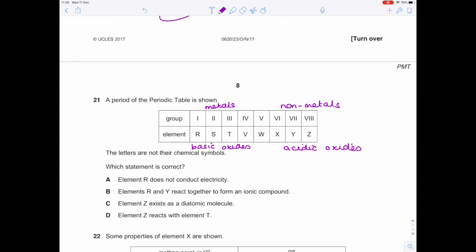Which statement is correct? Element R does not conduct electricity. Well, it's a metal, so it would conduct electricity. Elements R and Y react together to form an ionic compound. I mean, because Y is in group 7, it could be something like chlorine. R is in group 1, so it could be something like sodium. So that would be sodium chloride, which is an ionic compound. Element Z exists as a diatomic molecule. No, it's monatomic. It's in group 8. Element Z reacts with element T. Group 8 elements don't readily undergo reactions because they have full outer shells, so no. The answer here is B.